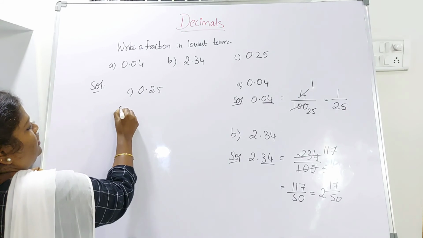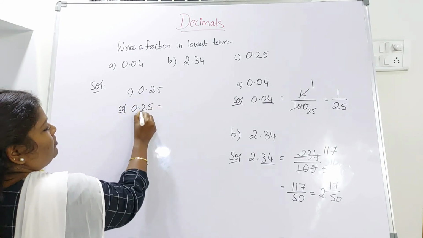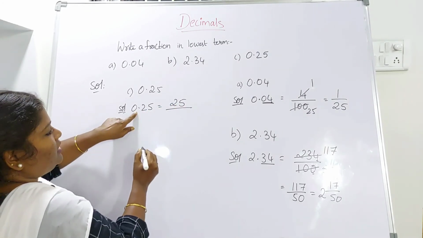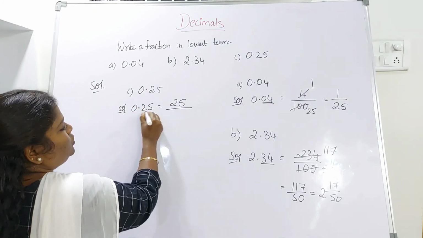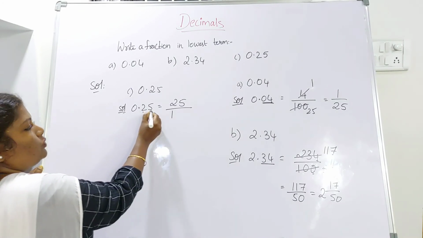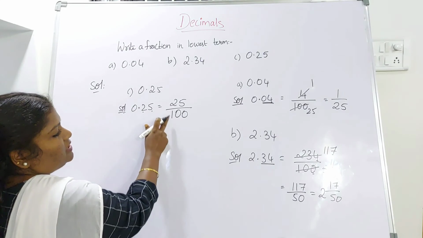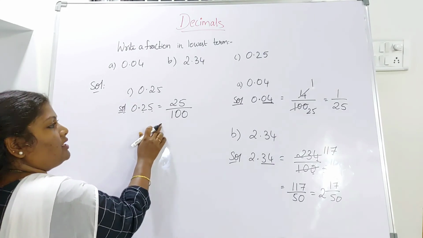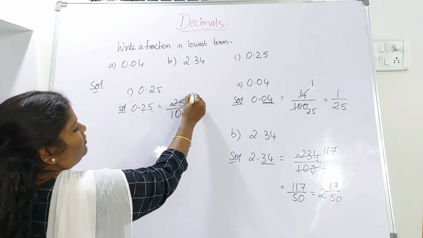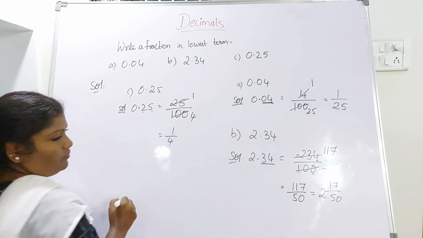0.25. Now what is the number over here? It is 25, that is 25. Now after the decimal point you have 2 digits. So write 1 first and count how many digits are there. There are 2 digits, so 2 zeros can be added to it. Now check whether there is a possibility of cancelling. Yes, there is a possibility of cancelling. So this can be cancelled. 25 ones are 25, 25 fours are 100. So it is 1 by 4.